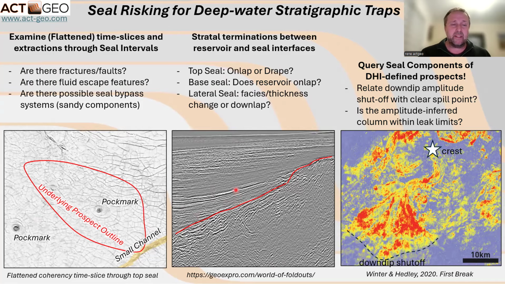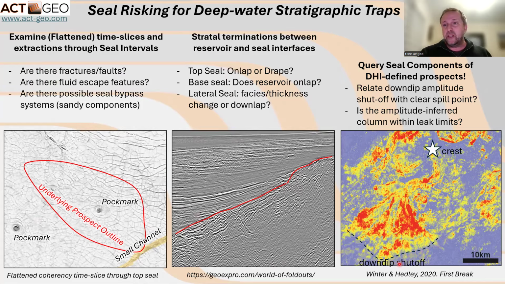And then finally, it's almost never done, but I think it's very important, is query the seal components of your DHI prospects, right? So all my prospects these days are at least AVO defined, so they have some amplitude that supports it. So there's a nice example of a deep water fan in the Harper Basin offshore Liberia, where there is some down dip amplitude shut off. That's always the question. Is that just lithology or is that fluid?